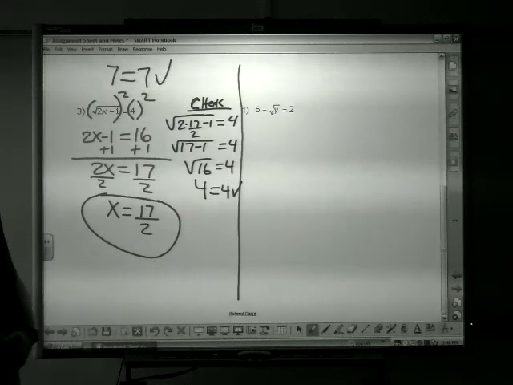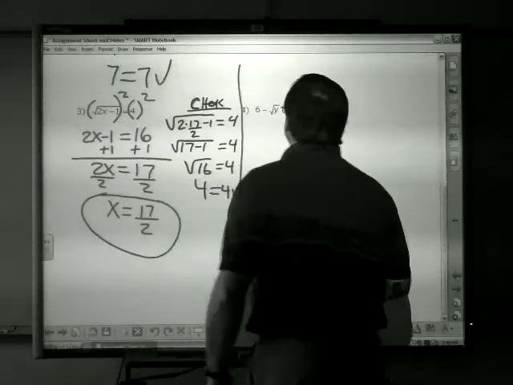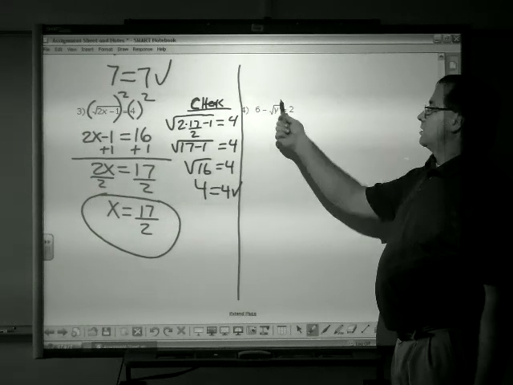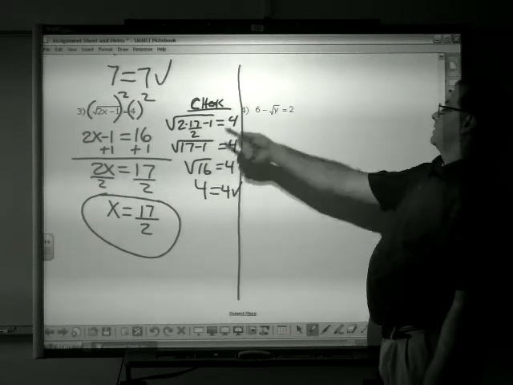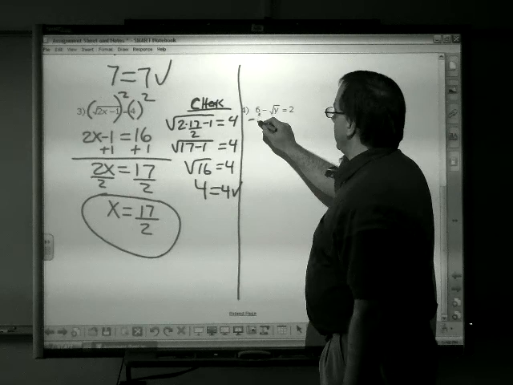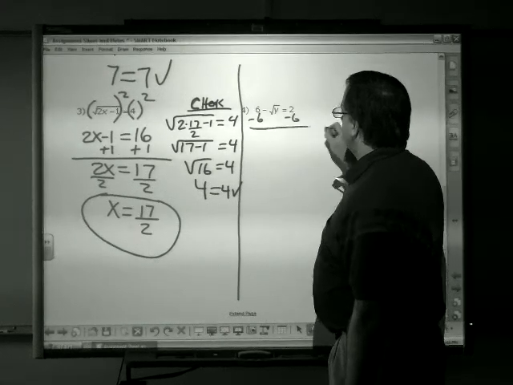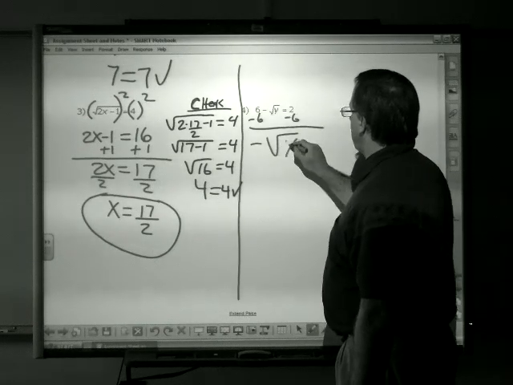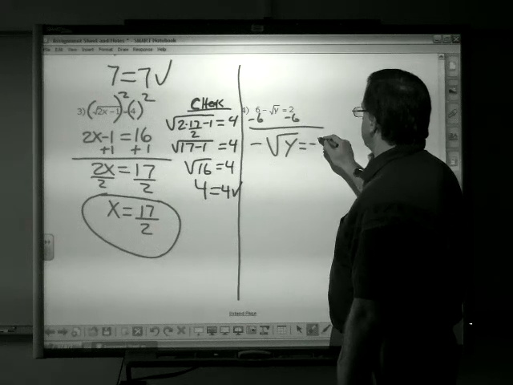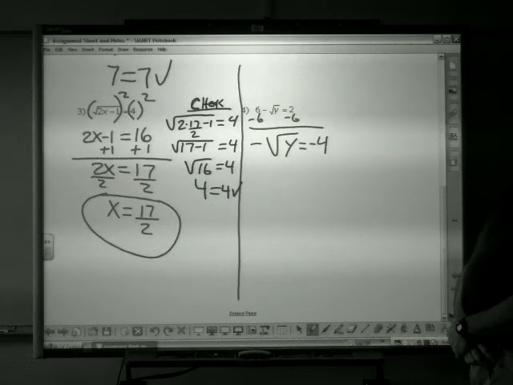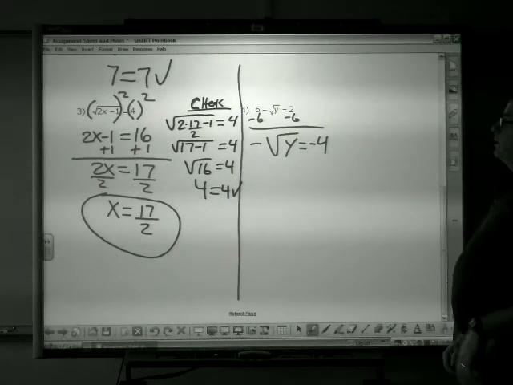Next one over here. This is not isolated. So let's get the 6 over. I'm going to subtract the 6. I get negative square root y equals 2 take away 6 is negative 4. I'm going to divide by negative 1.